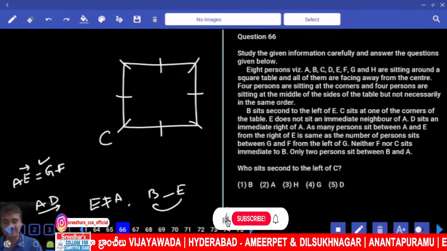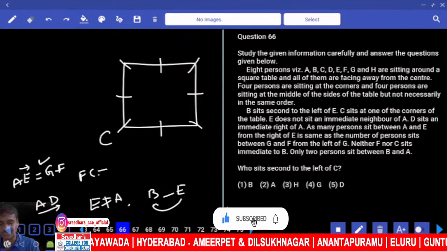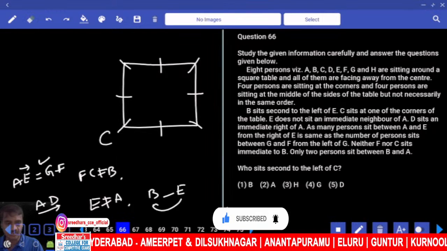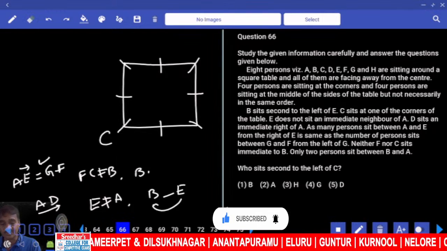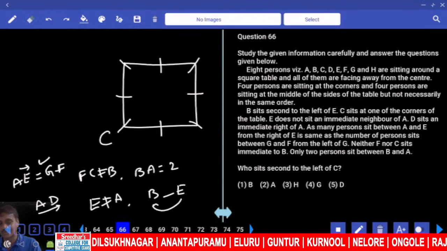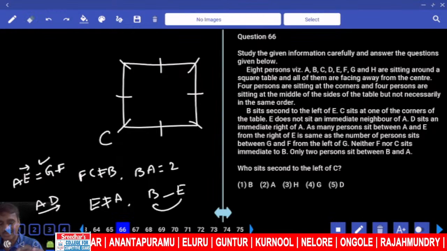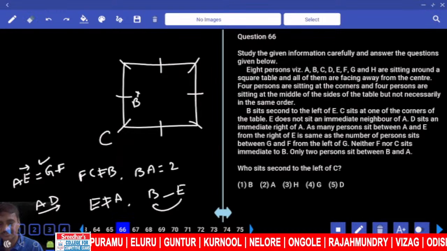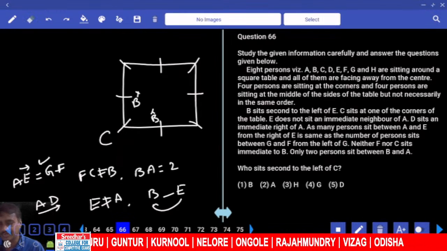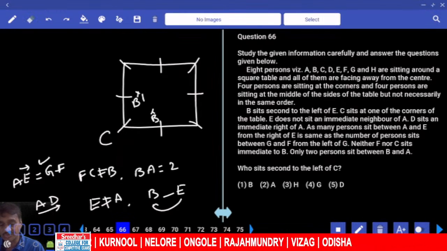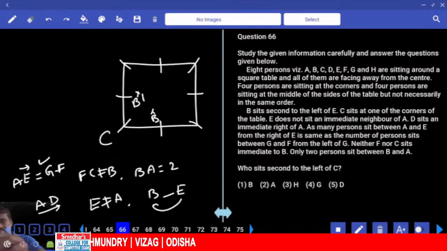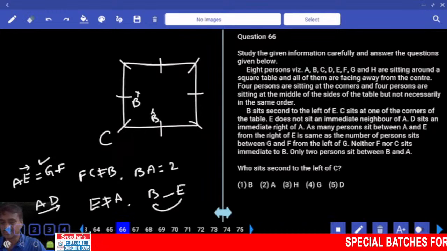And neither F nor C sits immediate to B. Now F and C are not adjacent to B. And only 2 persons sit between B and E. Now in between B and E, how many people are there? Exactly 2 people. As there are exactly 2 people, B cannot be at this place, and B cannot be here because F and C are not adjacent to B. As C is here, B cannot be adjacent to this C. As B cannot be here, what are the different possibilities for this B?